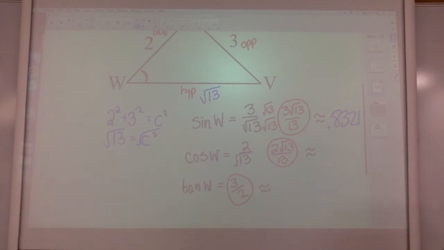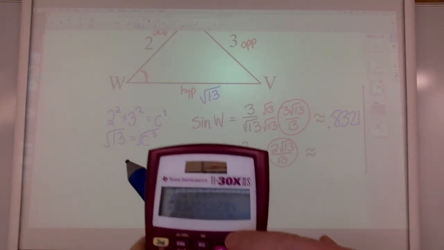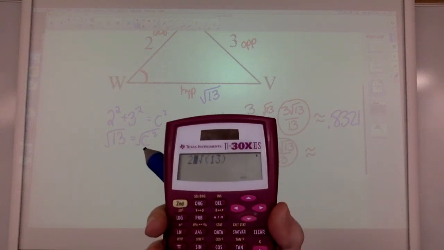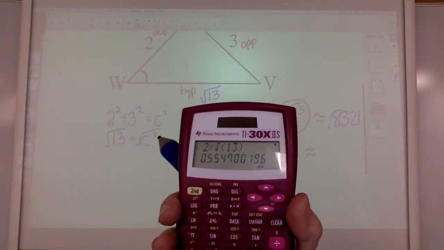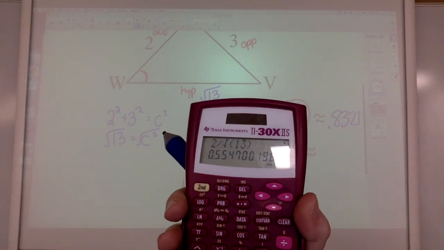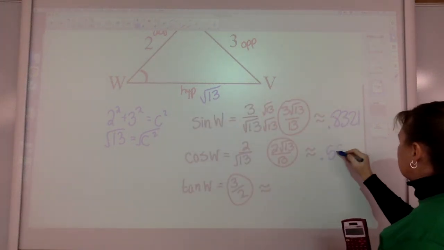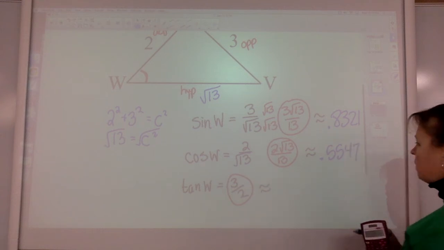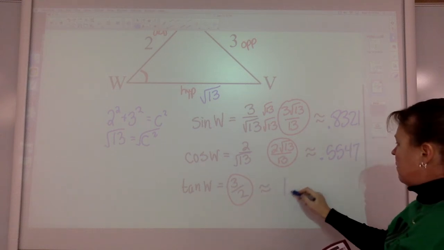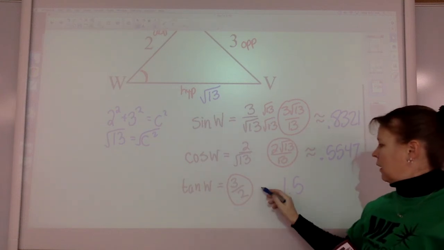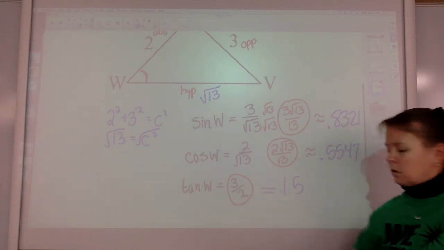Then do the same with the number 2. If you got a calculator like mine, you can just scoot up and go over and change that to a 2. 2 divided by square root of 13 is 0.5547. And 3 divided by 2 is, I got to get rid of my approximate, is exactly equal to 1.5.